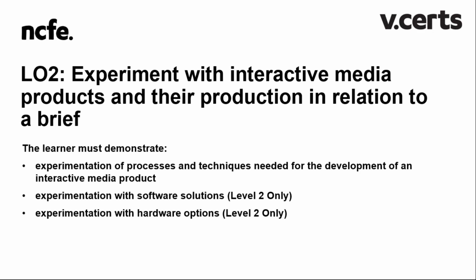And then we've got experimentation with software at level 2 only, and experimentation with hardware at level 2 only. So there is an increase in the demand of the evidence that we're looking for at level 2. So Learning Outcome 2 is about applying what learners have found out in Learning Outcome 1 to experiment with a range of techniques. Now, the important thing here is that it must be in response to a given brief.